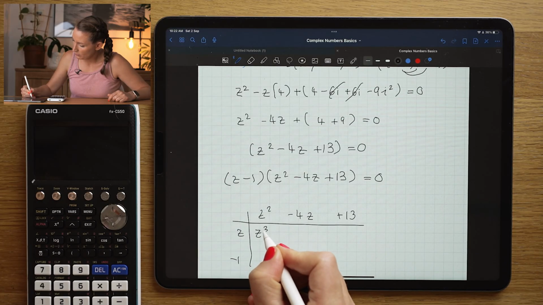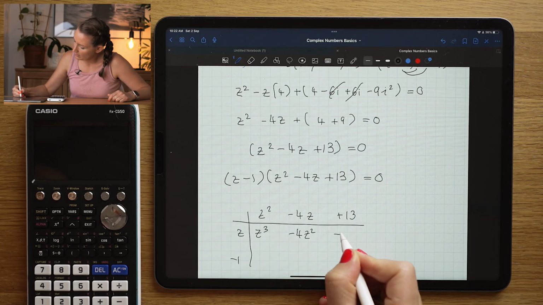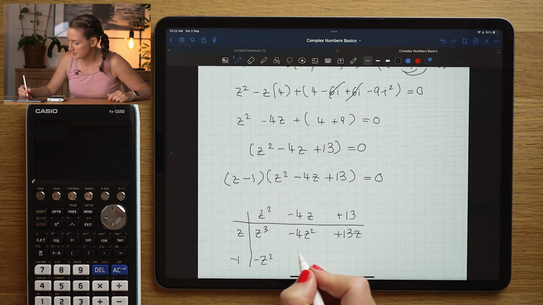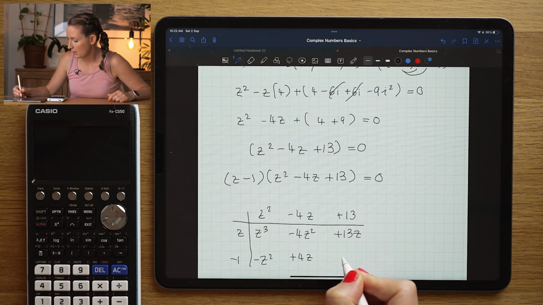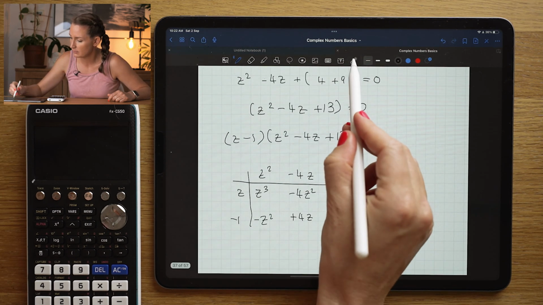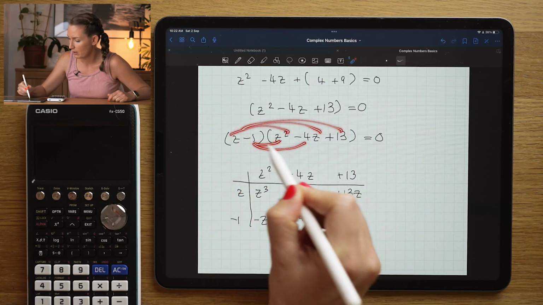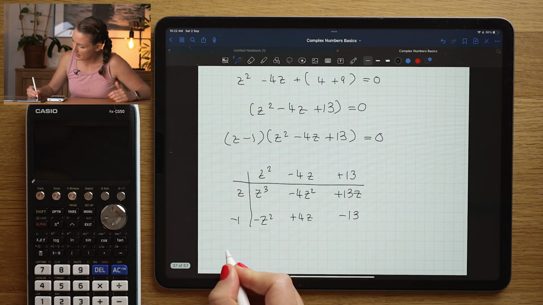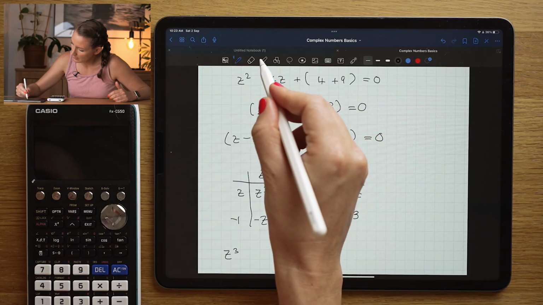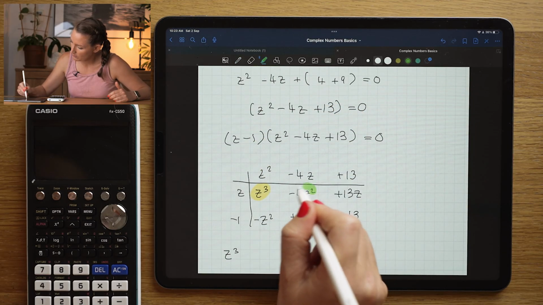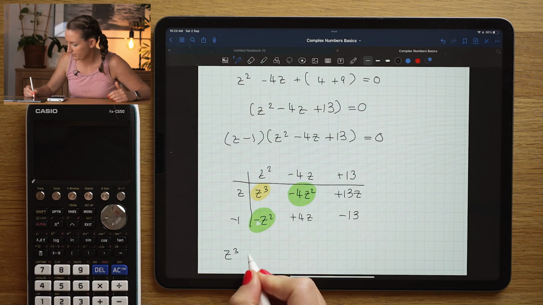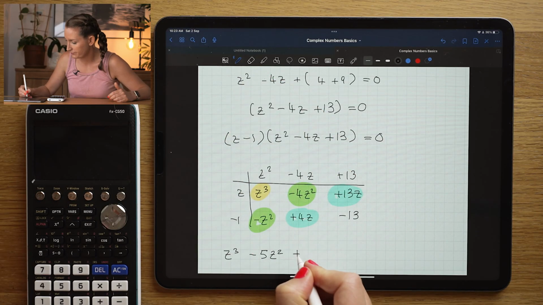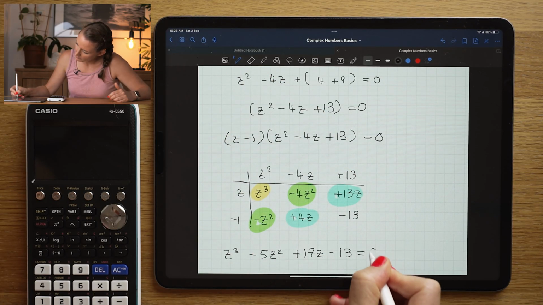So z times z squared is z cubed, then minus 4z squared plus 13z, minus z squared. Minus times minus is plus, so plus 4z minus 13. You can expand this like this if you prefer. I sometimes like a grid when it's getting bigger. I find it gets really messy. So my final equation would be z cubed, the z squared would be minus 5z squared, then here I would have 17z, and here I'd have minus 13 equals 0.